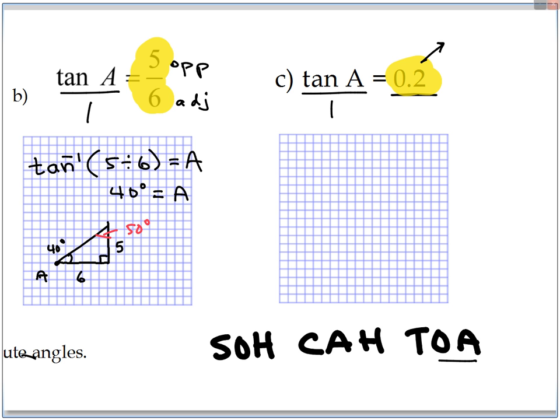So what is this as a fraction? 0.2. Is that a tenth? Don't skip a step. Is that a tenth? Is that 2 tenths? So it's 2 out of 10. 2 out of 10 reduces to 1/5. So this equation is just tangent A equals the ratio 1/5.